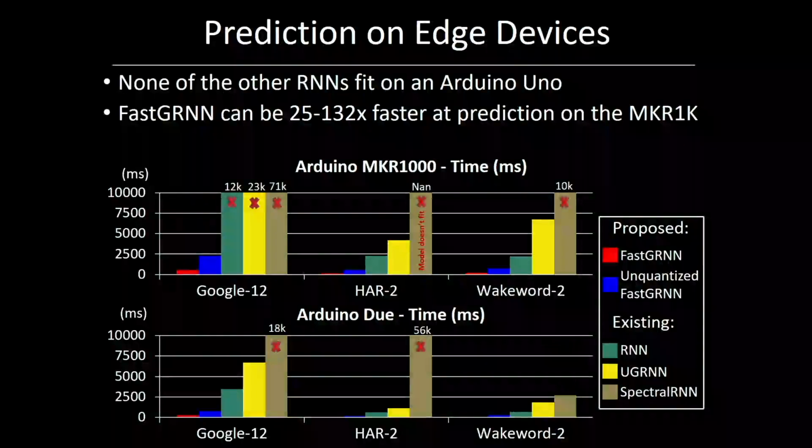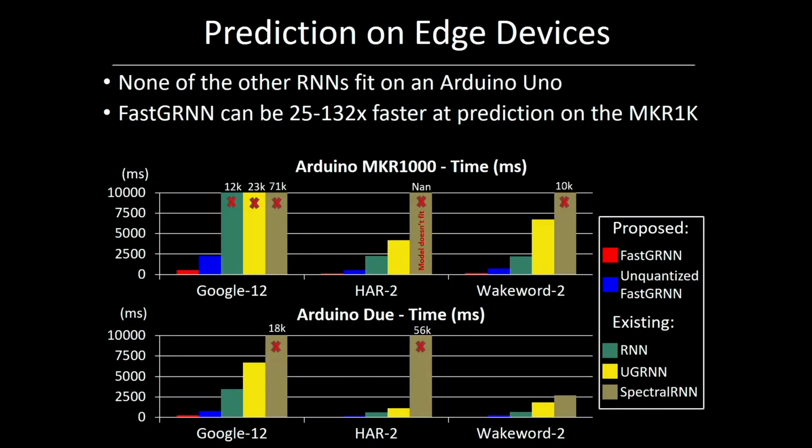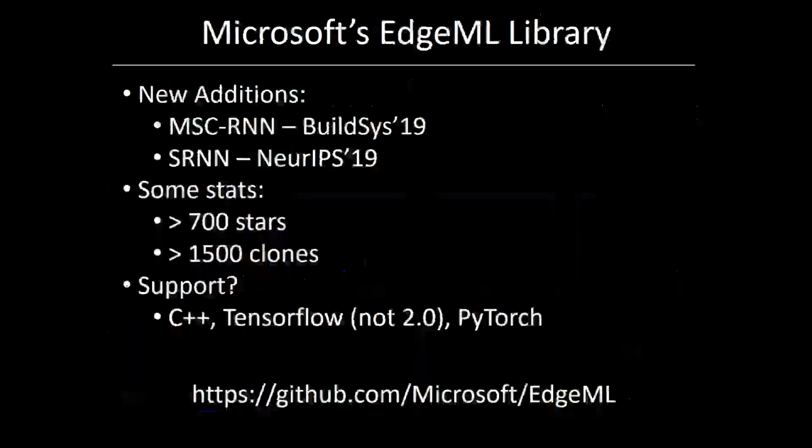We ran a bunch of experiments on real-world IoT devices, and we see it's up to 2 orders of magnitude faster than most of the other algorithms like LSTMs and unitary RNNs. So if you want to deploy an RNN-based model for IoT, I think FastGRNN is the way to go.